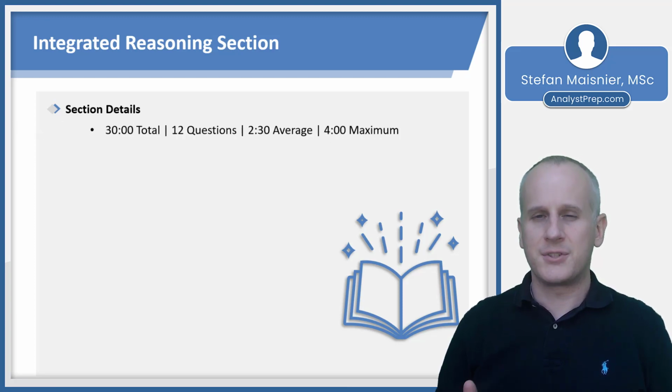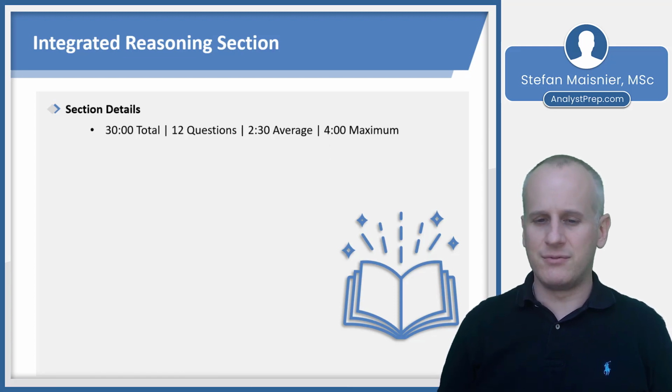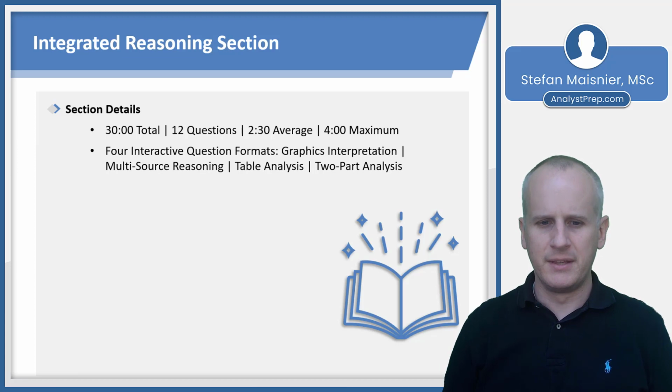of your test. It's going to be 30 minutes in total. It's going to be 12 questions. You're going to have an average of 2.5 minutes per question if you just divide 30 by 12. And you're going to have a 4-minute maximum for any question that you engage with on this section of the exam. You're going to have 4 different interactive question formats.